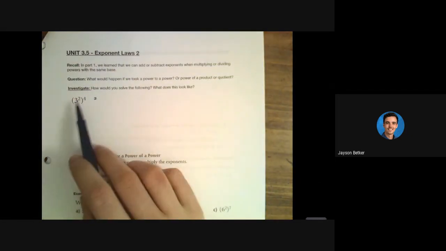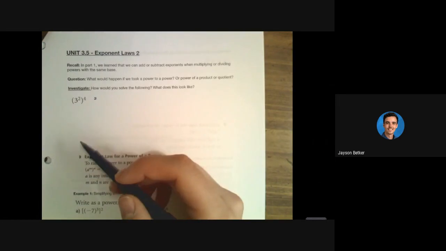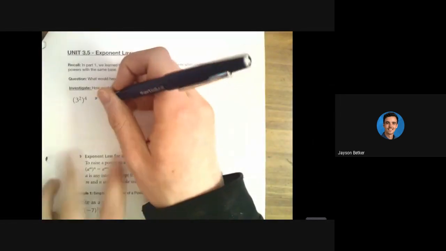Well, remember, 3 to the 2 is just a number, right? Most of us probably know what that number is. 3 to the 2 is just 9. It's 3 times 3. If it's just a number, then raising it to the 4 doesn't make it look any different than anything else we've seen in this class.